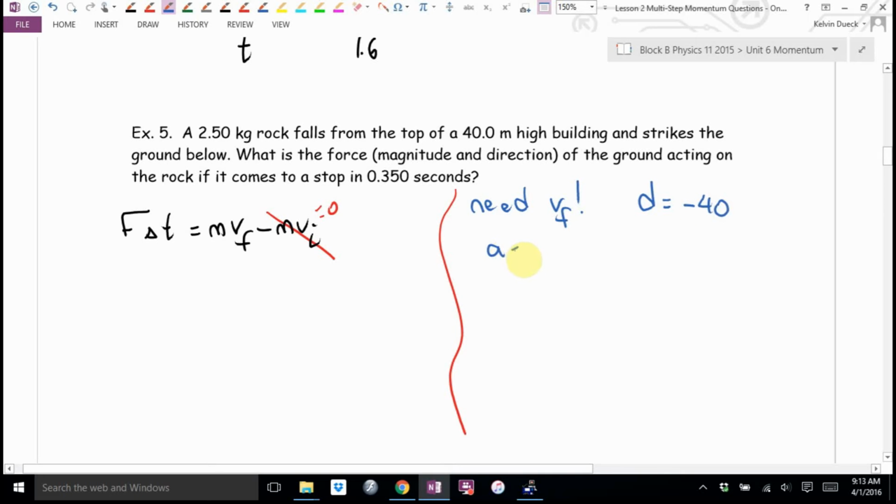Oh, I know A while in free fall, don't I? Negative 9.8. VI was 0. I'm looking for an equation that has VF, A, D, and VI in it. There is one. VF squared equals VI squared plus 2AD. Hey, this is great review. Although conveniently VI is 0. Oh, this is VF squared. How do I get rid of a squared? Take the square root.